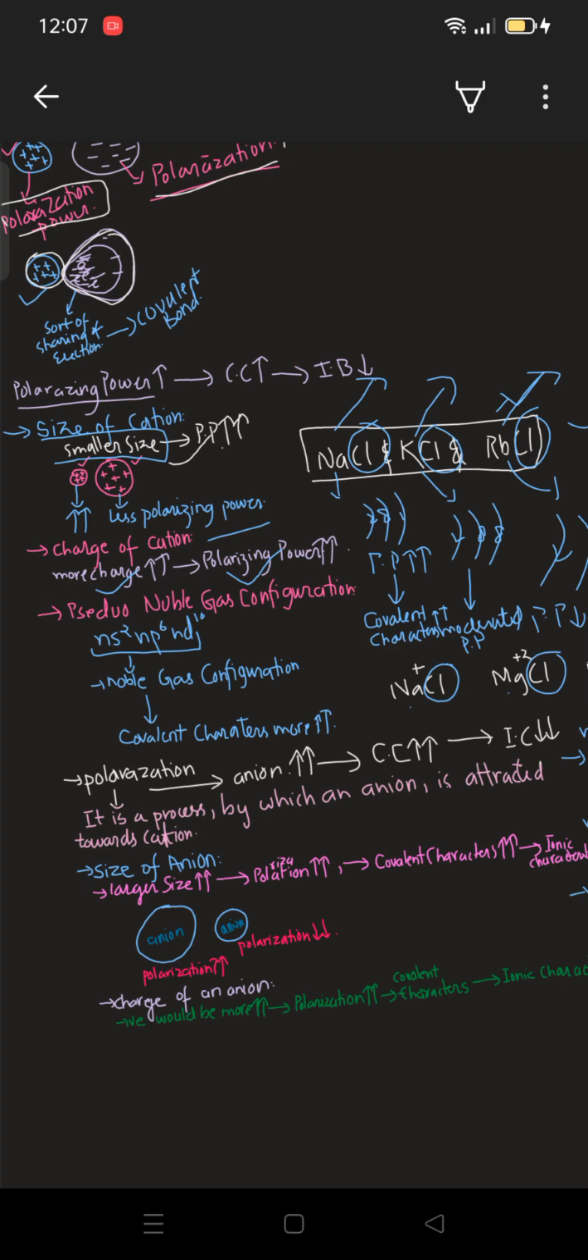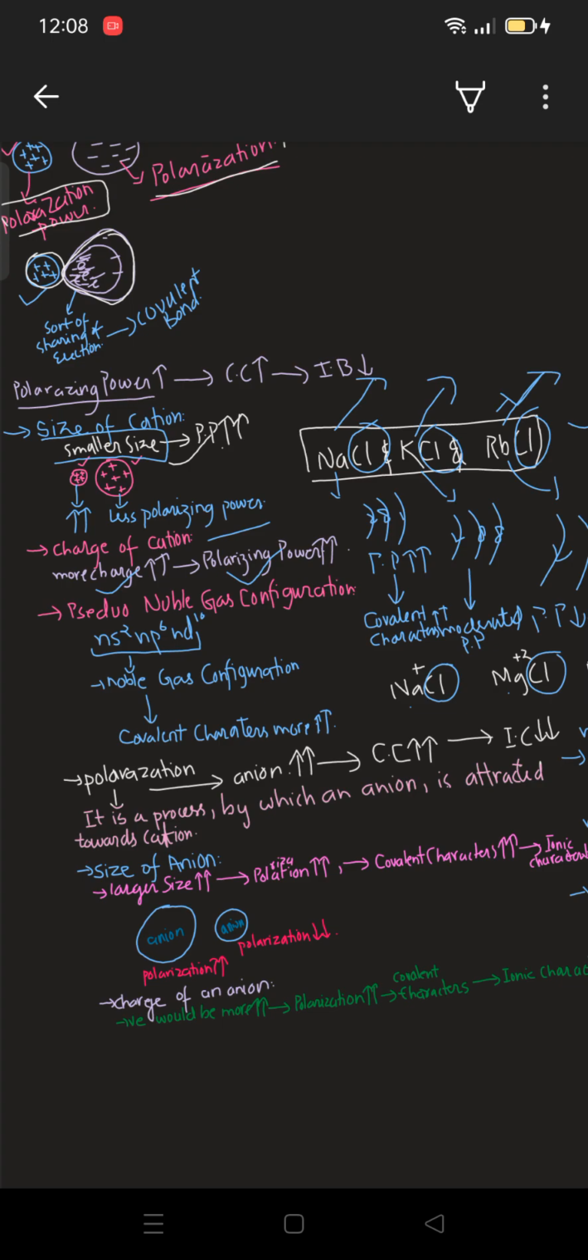So Fajan's rule was a qualitative rule which told us about the covalent character in an ionic bond. It doesn't tell us how much covalent character is present, but it tells us which bond is more ionic in nature, or has more covalent character as compared to another ionic bond. So in Fajan's rule, we compare two ionic bonds and identify which one has more covalent character and which one has more ionic character.